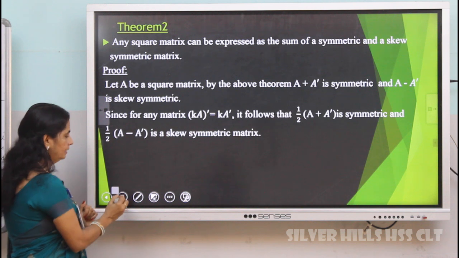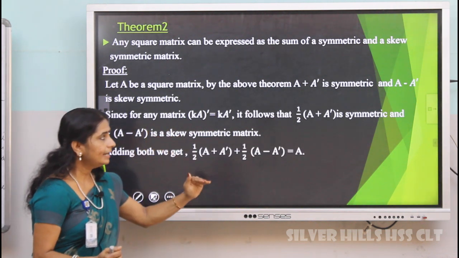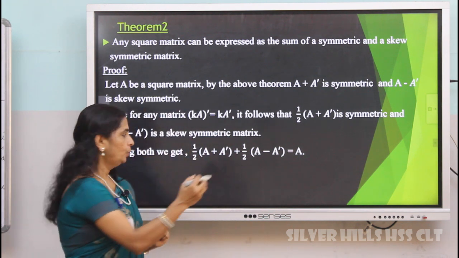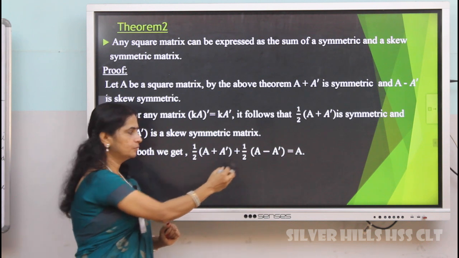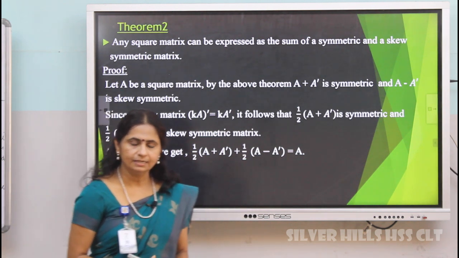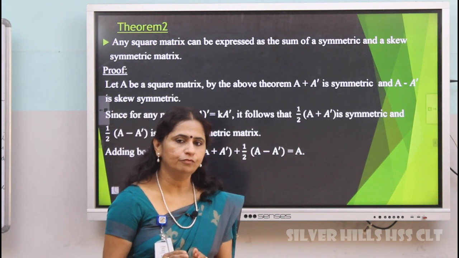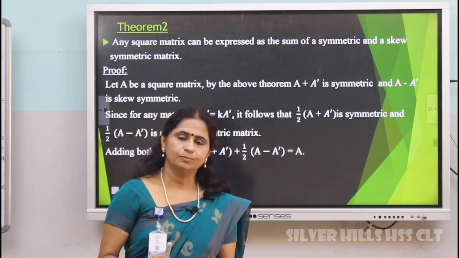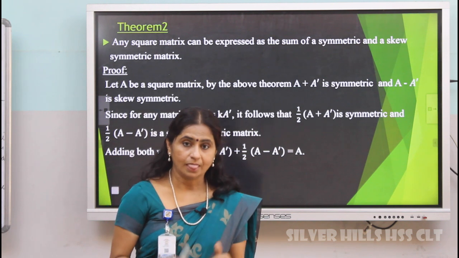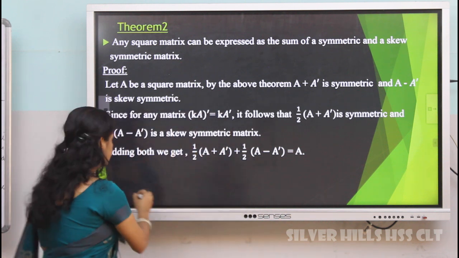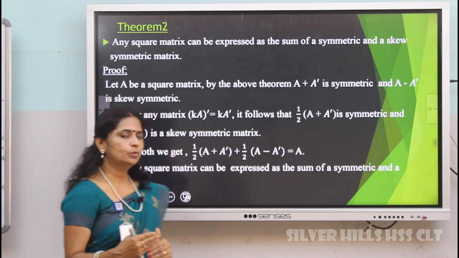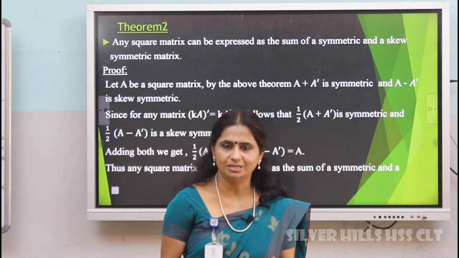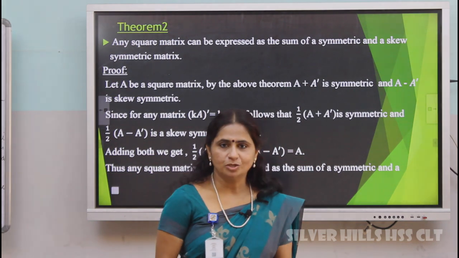Therefore, combining these two, by adding half of A plus A transpose and half of A minus A transpose, we can see that plus half of A transpose and minus half of A transpose get cancelled, and we are left with half of A plus half of A, which gives you A. In order to get A, we are dividing A plus A transpose and A minus A transpose by 2. Thus, we can conclude this theorem as: any square matrix can be expressed as a sum of a symmetric and a skew symmetric matrix. With this, we conclude today's session.